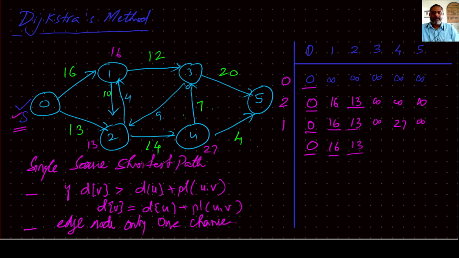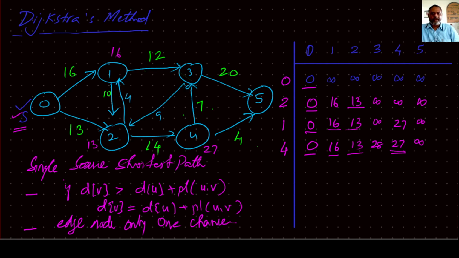From there we can go to 3. So 16 plus 12 makes 28. Then we can't go to 4, so 27 remains as it is. We can't go to 5, so infinite remains as it is. So who all are remaining now? 0, 16, 13 are over. 28, 27, infinite, so 27 is the smaller one. So the next node to consider is 4.